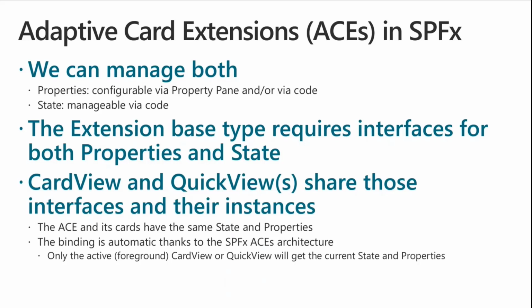Just as a reminder, whenever you create an adaptive card extension, the UI is based on two different flavors of cards. There are the CardViews and the QuickViews. The CardViews are really simple, and you can have a look at the previous demo we did a couple of weeks ago. And the QuickViews are more complex, based on adaptive card JSON. Regardless of the flavor of card you want to create inside an adaptive card extension, you can always get access to the properties and state defined in the extension type declaring the adaptive card extension.